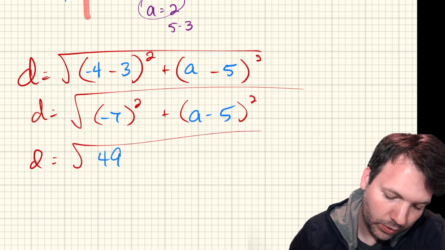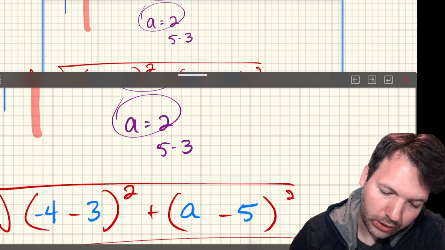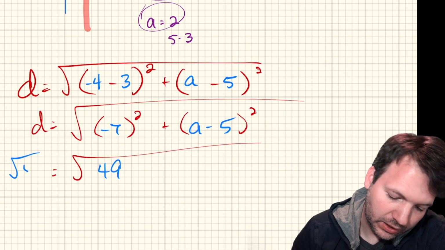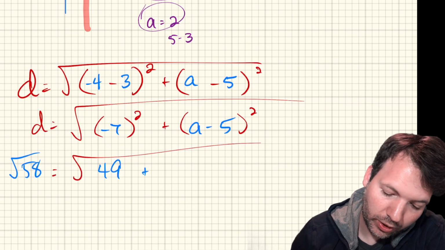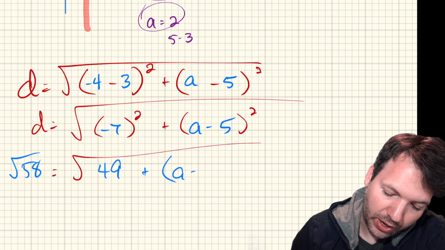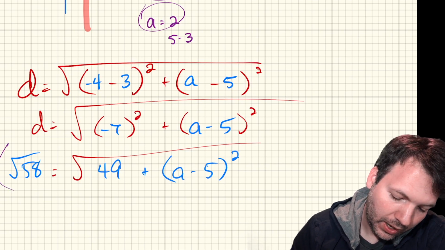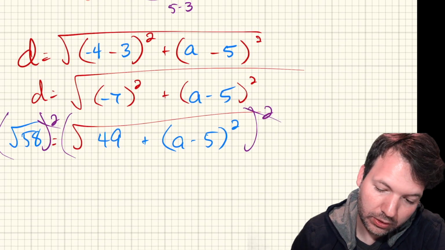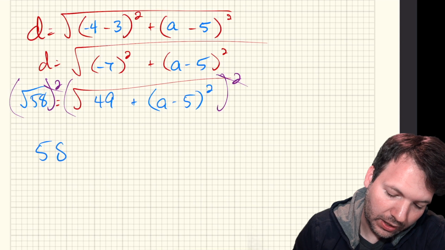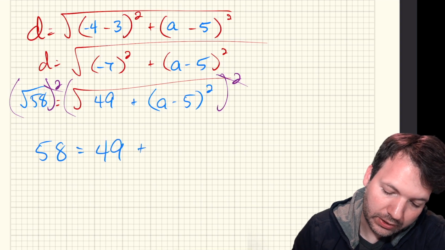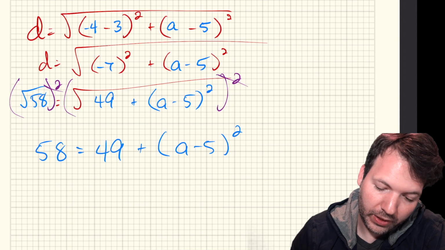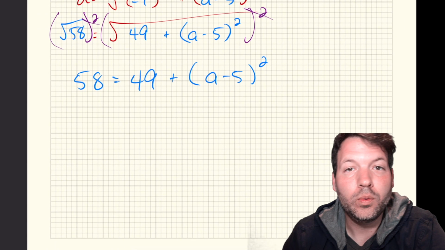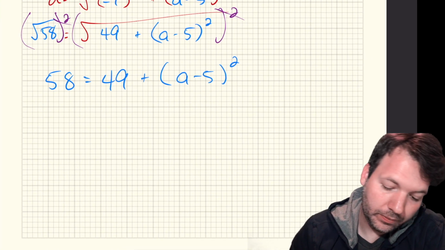D equals the square root of 49. Wait, not D. We know what the distance is. Root 58, because that's what we're told the distance is, equals the square root of 49 plus (a minus 5) squared. And now it should be pretty obvious that when we square both sides, both these radicals and squares cancel. We end up with 58 equals 49 plus (a minus 5) squared. And again, this should start to look very familiar compared to the work we were doing with the right triangle in the coordinate plane.